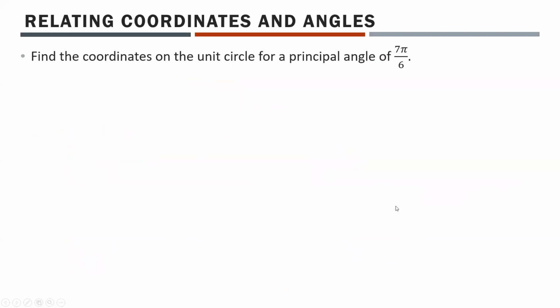Moving on, relating coordinates and angles again, find the coordinates on the unit circle for a principal angle of 7 pi over 6. Again, this is one of those questions where I just like drawing a picture because it makes it a little bit more clear where we're working.